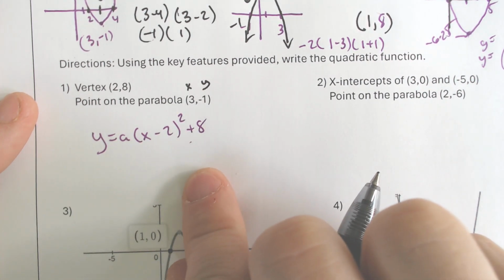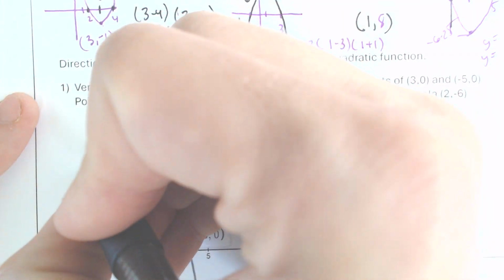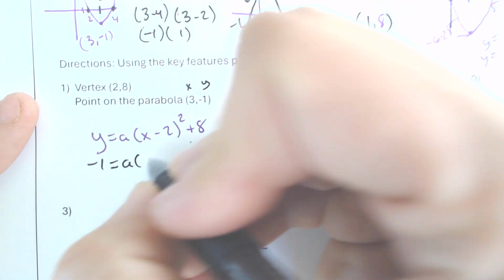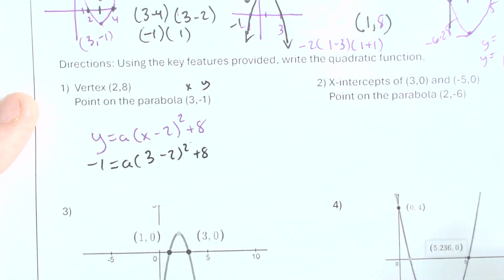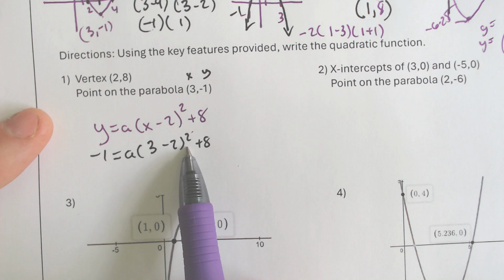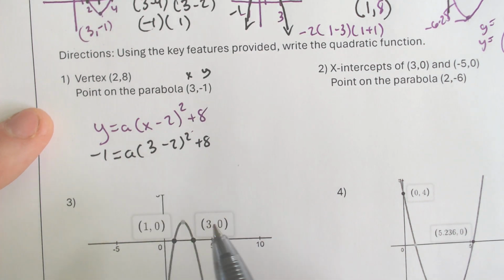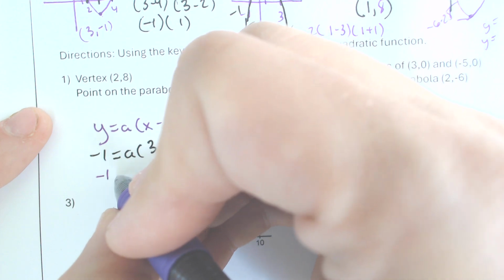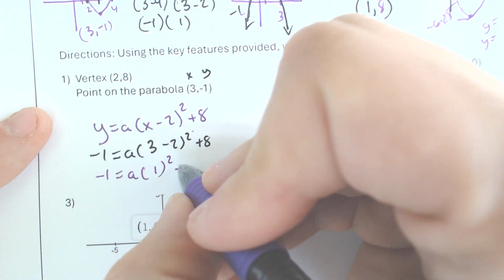So you start it the exact same way, recognize that there's an a there, plug in the point. -1 would equal a times (3 minus 2) squared plus 8. Here's the mistake a lot of people make. They forget to write the squared, or they square before they subtract or add these things. So -1 is equal to a times 3 minus 2, which is 1, squared plus 8.